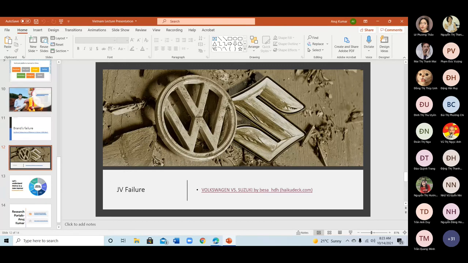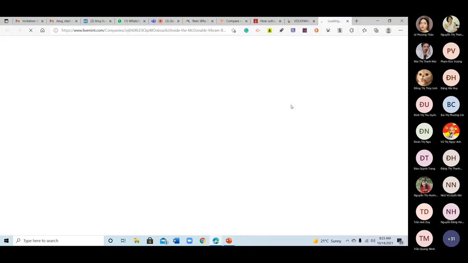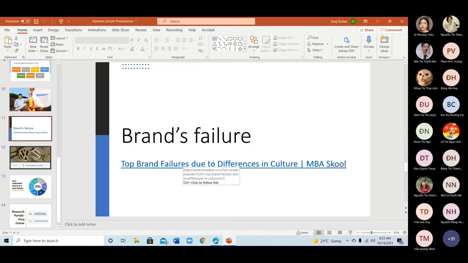This is one more case. If you look at the McDonald's Vikram Bakshi controversy, Vikram Bakshi was once in a joint venture with McDonald's outlets in India, but that didn't get along well because of cultural differences. McD was expecting something that Vikram Bakshi was not expecting. McD was coming from a UK background, and Vikram Bakshi was from an Indian background. If you see this story, it will show you. One more thing I want to show you: top brands' failure due to cultural differences.